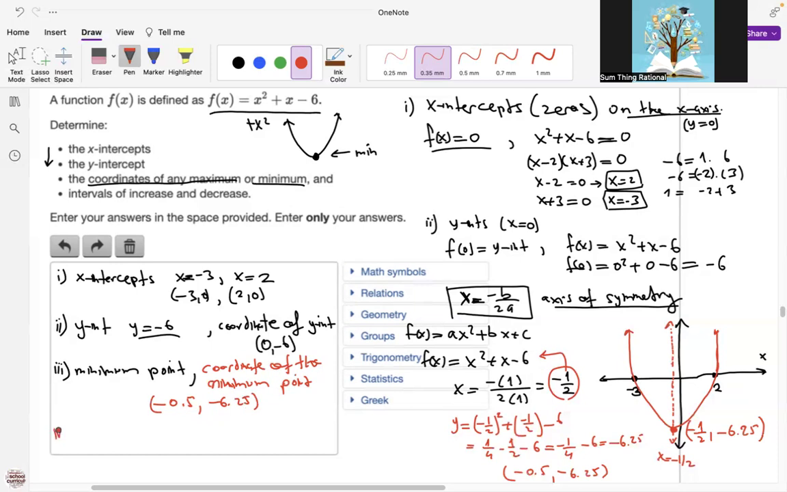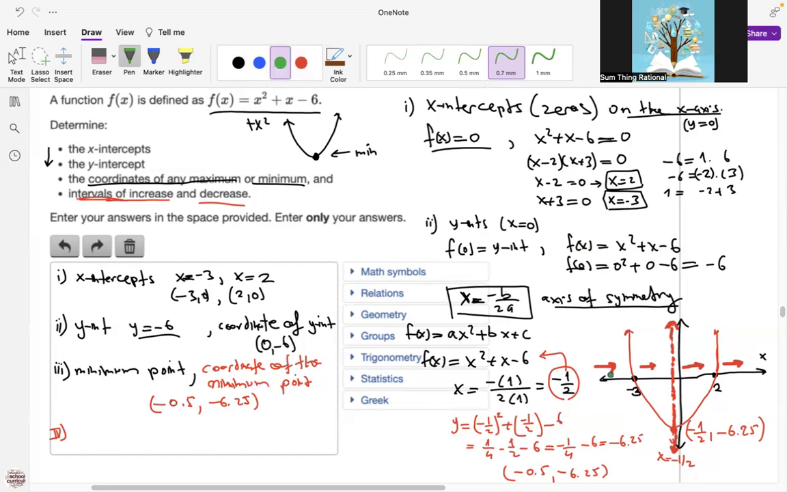The third and last one asks about intervals. Intervals means for what values of x this function increases or decreases. As you see here, the axis of symmetry is the border to decide increasing and decreasing. To decide, we need to move from left to right. When I move x values from left to right, I need to observe the y-coordinate.